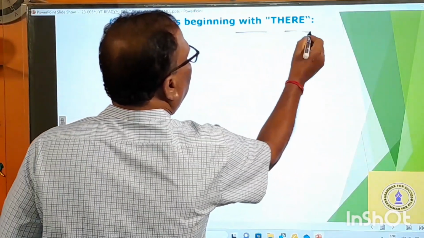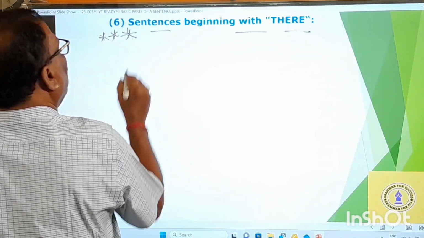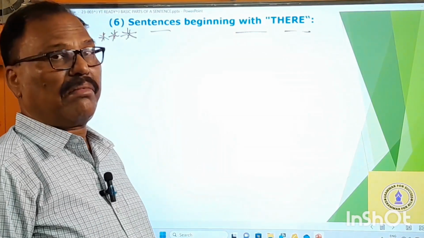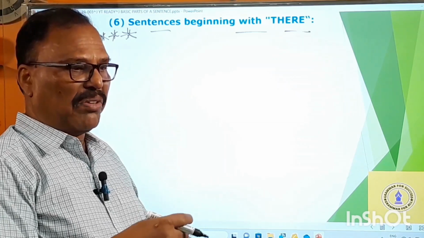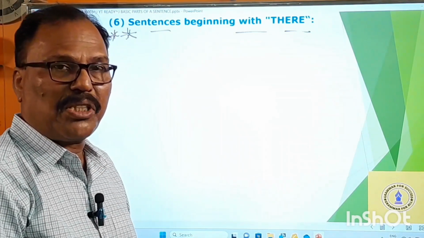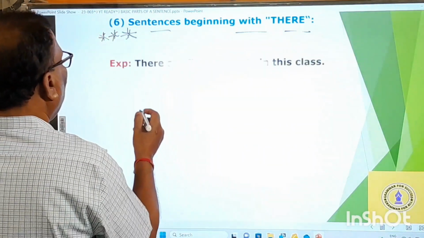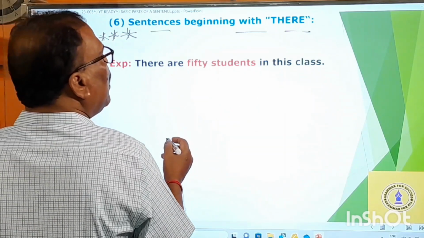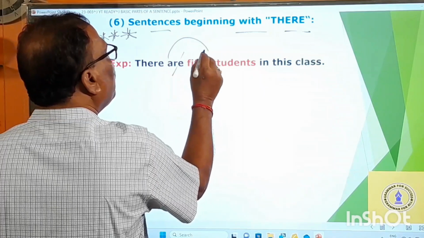Sentences beginning with there are also very important from the competitive examination point of view. Certain sentences begin with there. It's a must. You cannot say it in one way, but they are supposed to begin with there. How? Here, there are 50 students. So here the actual subject is placed after the verb.